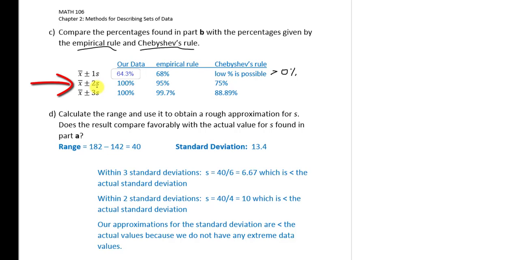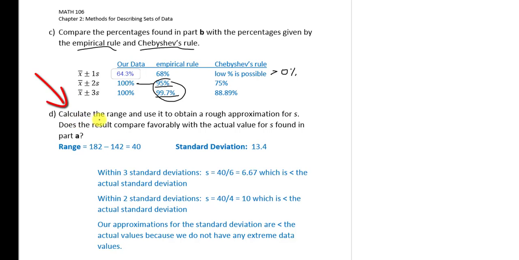X bar plus or minus 2 standard deviations. 100% of our data falls in this area, and the empirical rule expects 95%. So we have at least met that percentage. Chebyshev's rule, 75%. So our data does follow with the empirical rule. Within the 3rd standard deviation, again, our data has 100% of the measurements falling in this range. Empirical rule expects almost all of the data, 99.7%. So our data could follow the empirical rule.